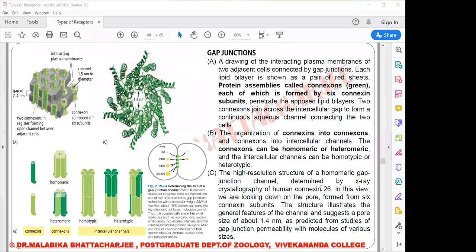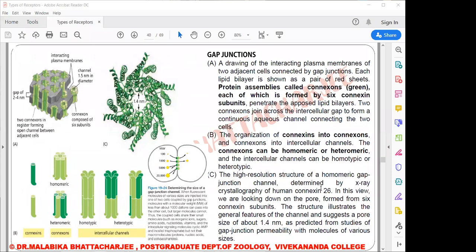Okay, I'm moving to this picture again. So as I was saying, they form a small hollow channel with a series of 6 protein subunits. The channel has a diameter of about 1.5 to 2 nanometer. It's written as 1.4 nanometer, but the diameter is about 1.5 to 2 nanometer.